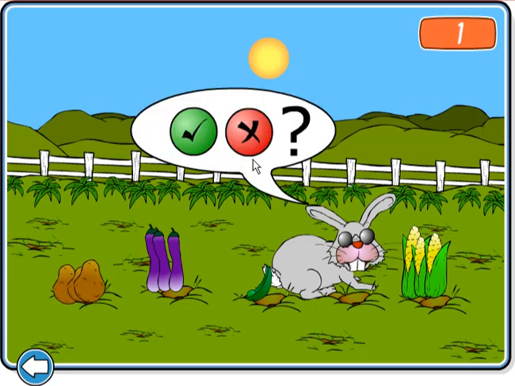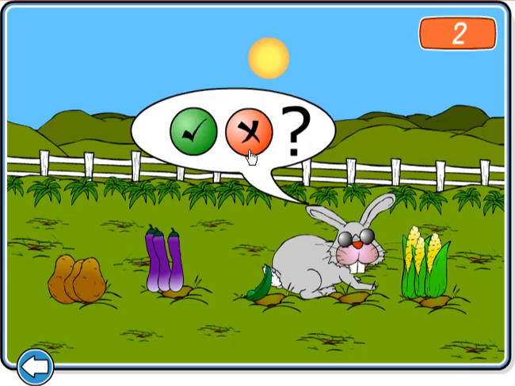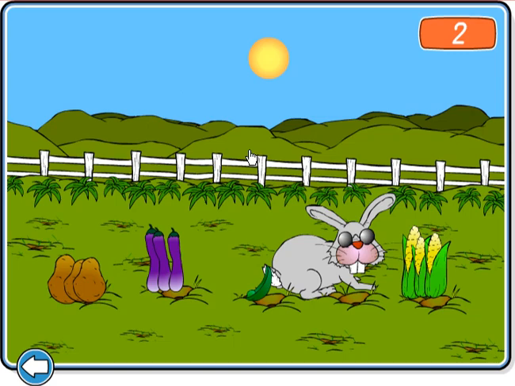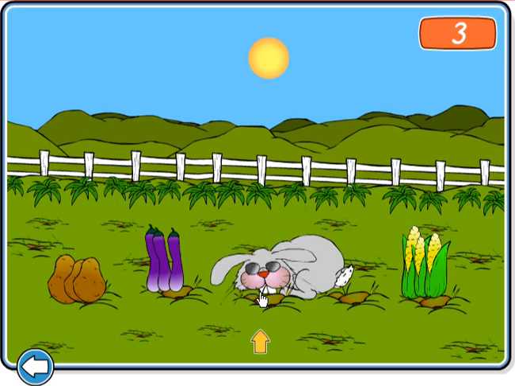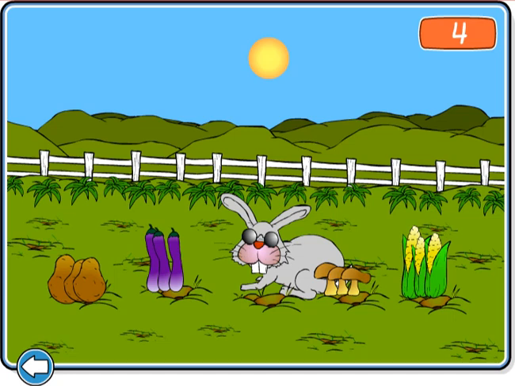Are there any cucumbers? Are there any mushrooms? No, there are not. There aren't any mushrooms. Are there any peas? Yes, there is. There is one pea. Are there any carrots? No, there are not. There aren't any carrots. Are there any potatoes? Yes, there are. There are some potatoes.